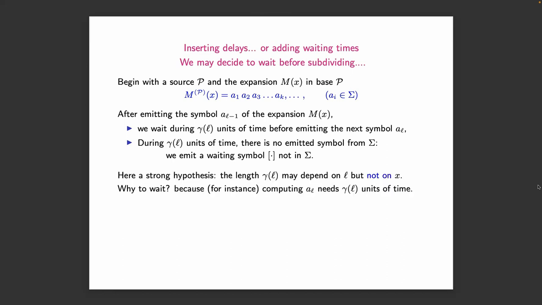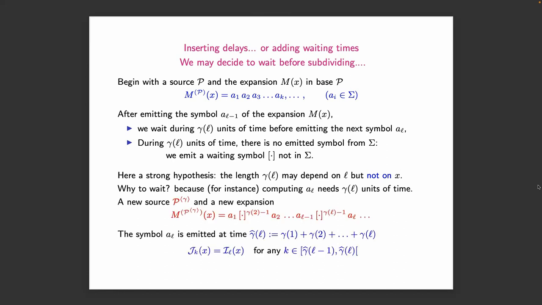Okay. Here, it is a strong hypothesis. The length gamma of l may depend on l, of course, but not on x. All the x of the unit interval choose, in a sense, the same gamma of l. Perhaps it is a strong hypothesis, but even with this strong hypothesis, we obtain some perhaps interesting results. But it is a very limited hypothesis. And why do we wait? Because, for instance, we do not know a sub l immediately. So we have to compute. For instance, for the Euclid source, we have to compute too. And in a sense, this is a sort of realistic point of view on the source. Sometimes we have to wait because we do not exactly know the next symbol immediately.